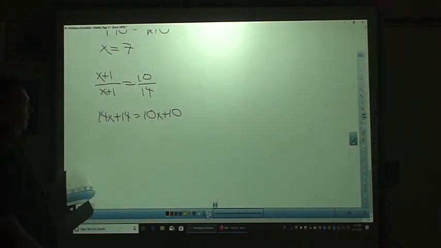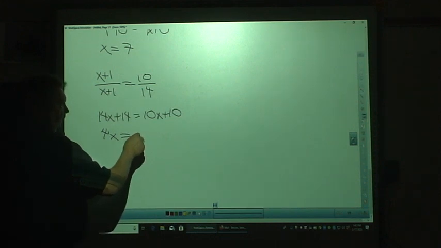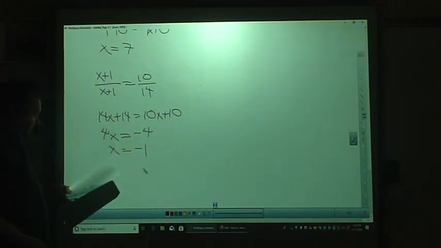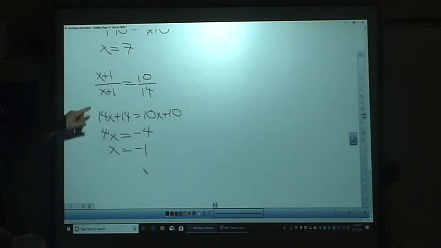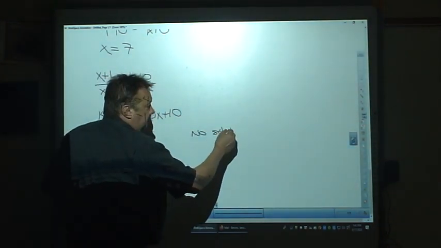When I take away here, I'll get 4x equals negative 4, x equals negative 1. And at this point you might say, okay, well x is negative 1. Problem is this: if x was negative 1, you'd have a denominator of 0 here. You can't have a denominator of 0. No solution.